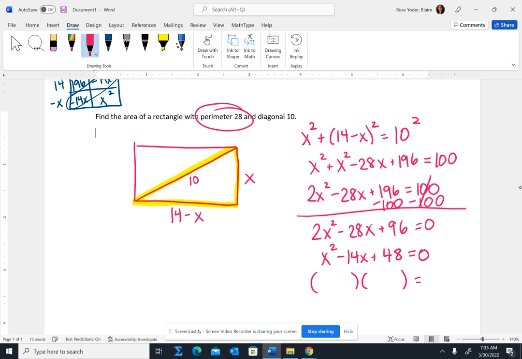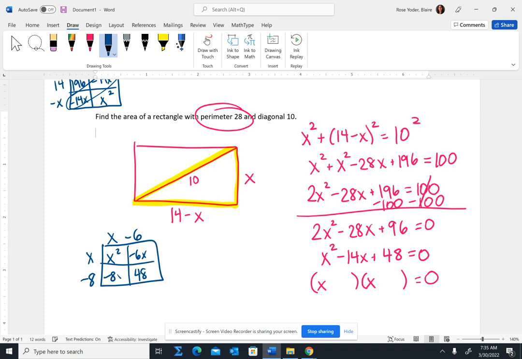And now I'm ready to factor, so we have to think of our factors of 48. There's a lot of combinations. We need the combination that's going to give us negative 14x. So they definitely both need to be negative because a negative times a negative will give us positive 48. And I think the combination that's going to work is minus 6 and minus 8 because negative 6x and negative 8x does add up to negative 14x. So x can either equal 6 or x can equal 8.